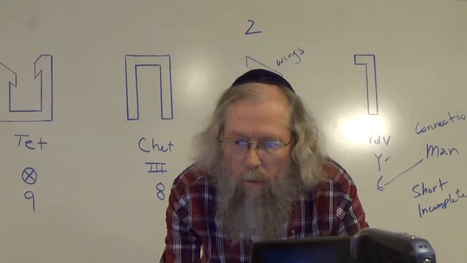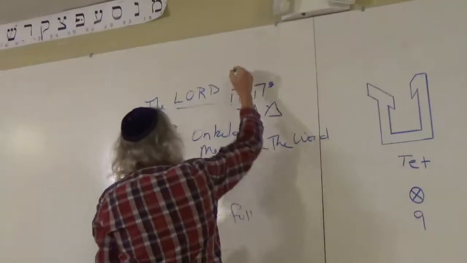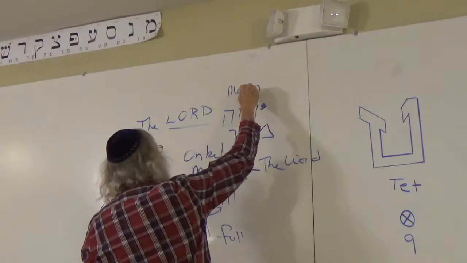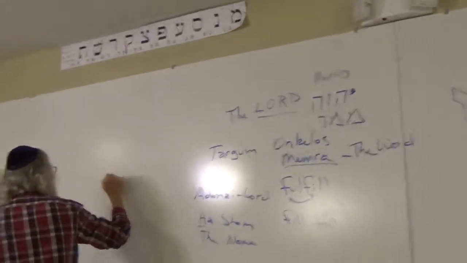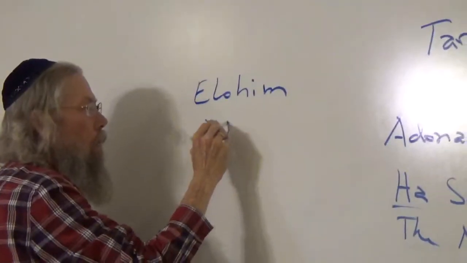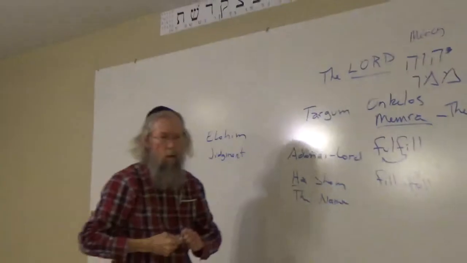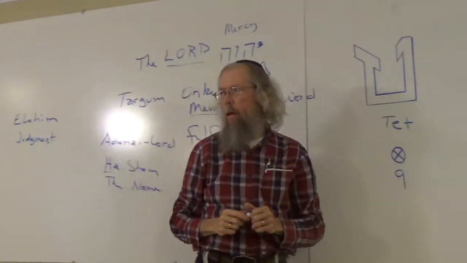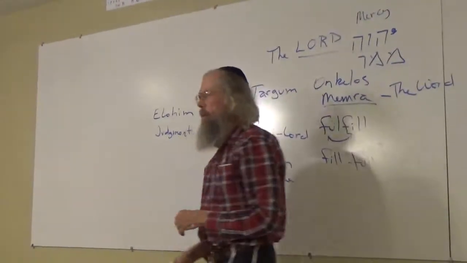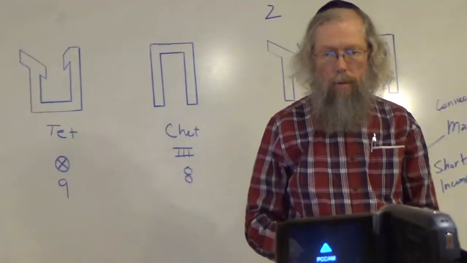Between Lord and God, which one's Adonai and which one's mercy? So this is mercy. Elohim is judgment. And Elohim, when you see God in the Bible, that is Elohim. Yes, correct. So when you see the angel of God, this is Elohim.